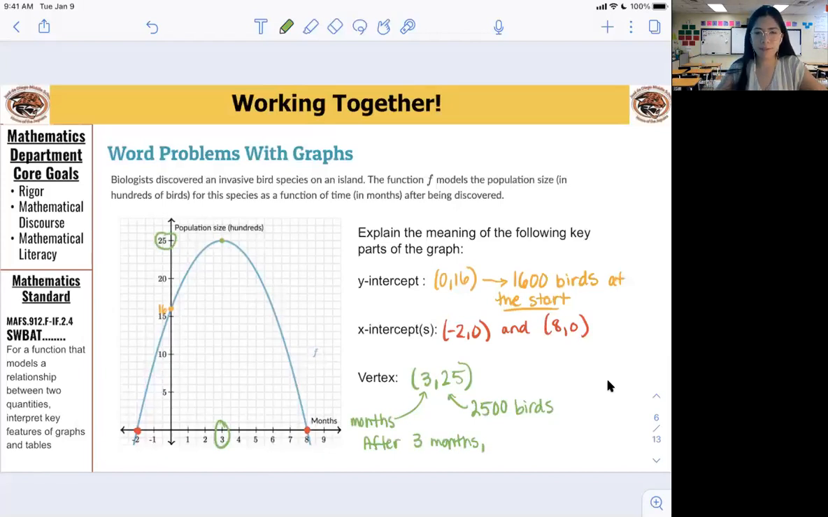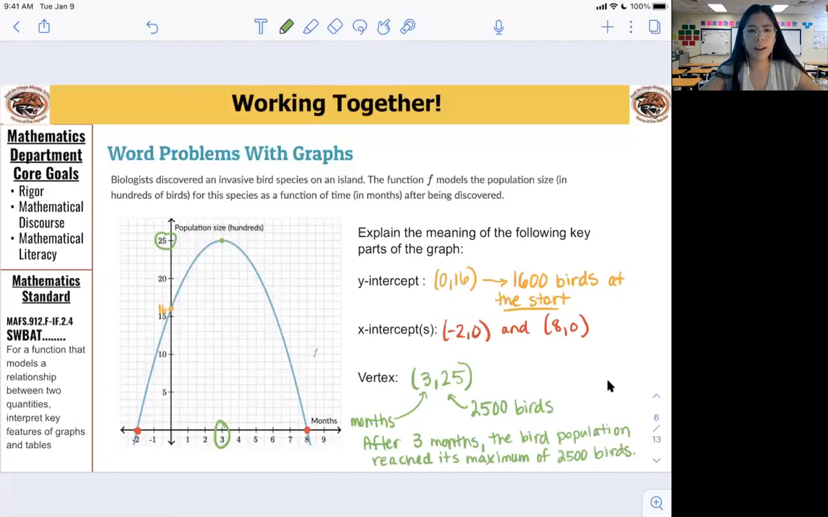Yeah. So after 3 months, the bird population reached its maximum of 2,500 birds. And after that, it began to decrease.